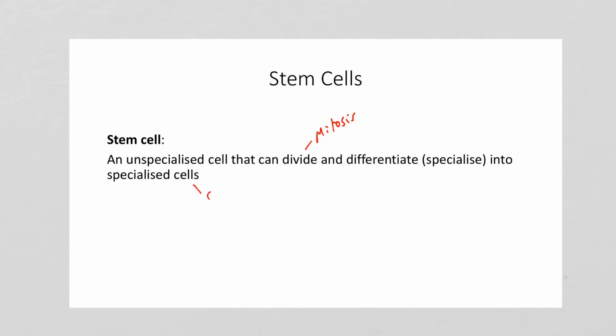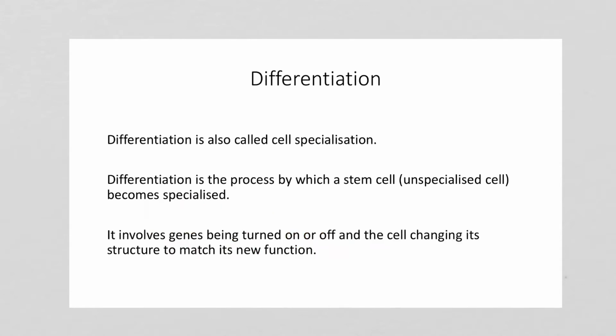So specialized cells, for example, sperm, neuron, root hair cell in plants, muscle cell in animals, humans, palisade cell, xylem, phloem, all that good stuff. So an unspecialized cell turning into a specialized cell, it's only stem cells that are able to do that. The process by which the stem cell turns into the specialized cell is called differentiation, also often called cell specialization. So if you see those two terms, for the sake of the GCSE, they are interchangeable.